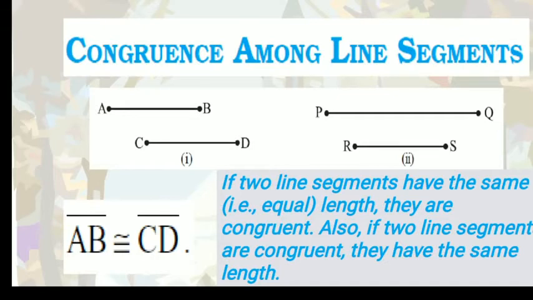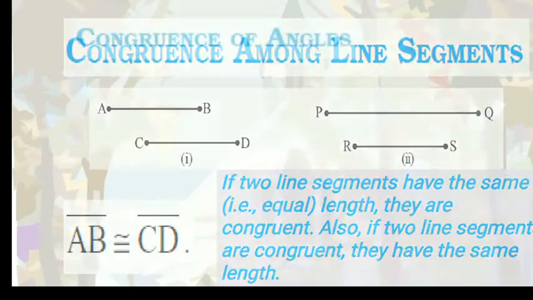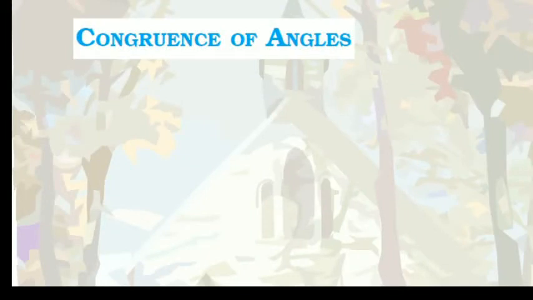And here the statement reads, if two line segments have the same, that is equal, length, they are congruent. Also, if two line segments are congruent, they have the same length. Vice versa. Both are the same thing. If the line segments have equal length, then they are congruent. If they are congruent, then they have equal length. It's called the vice versa of the same statement, the converse of the same statement when you go to the higher classes.